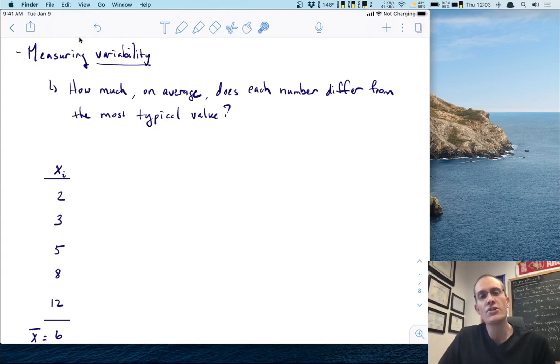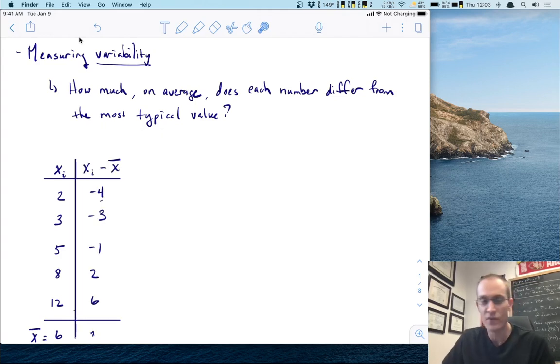So if we want to know how much on average each number differs from that typical value 6, we can simply measure the deviations. That is, we take each data point and subtract the mean. So that's what we get in this second column. If we take 2 minus 6, we get -4, 3 minus 6, we get -3, and so on.